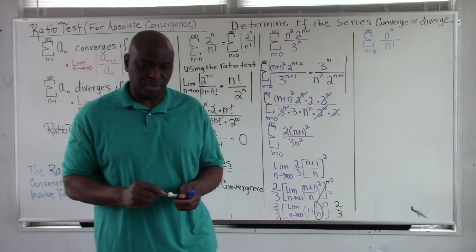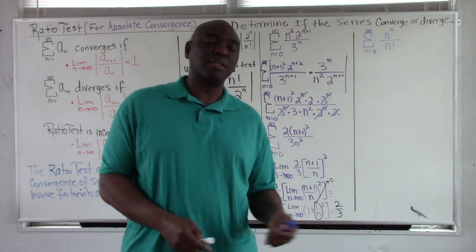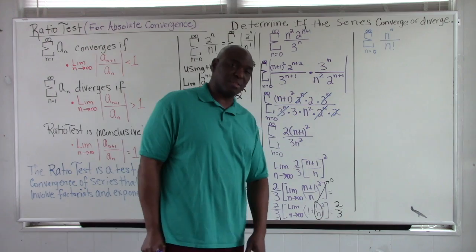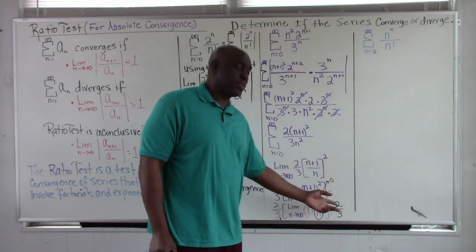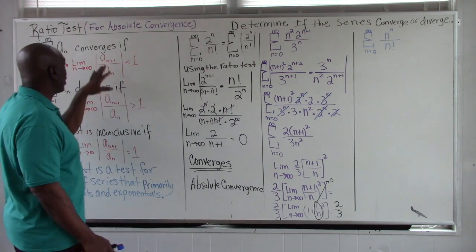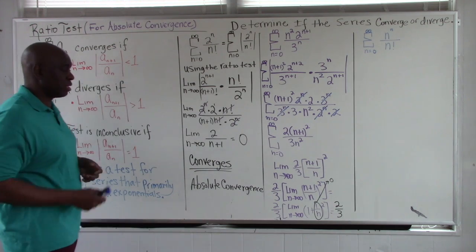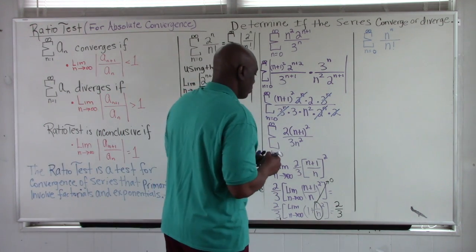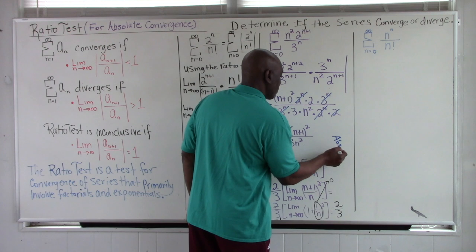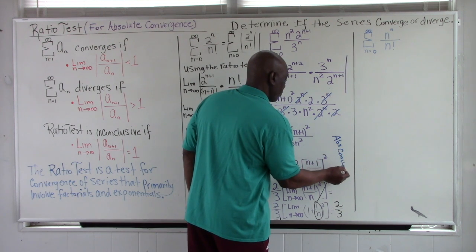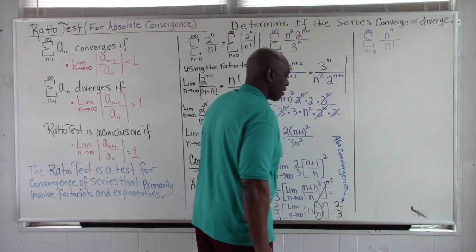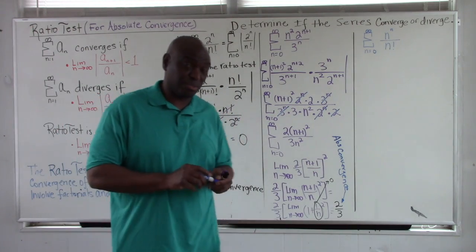Question: is 2/3 less than 1, greater than 1, equal to 1? Well, we do know it's not equal to 1. And we do know that 2/3 is not greater than 1. So 2/3 is less than 1. So absolutely this series also converges because it's less than 1. All right? So this series also converges. We have absolute convergence right here. Absolute convergence. Questions? We good?